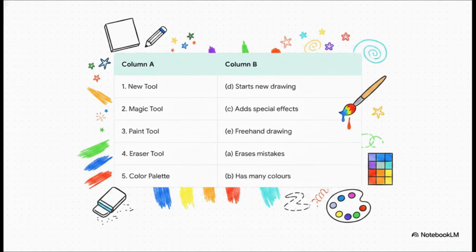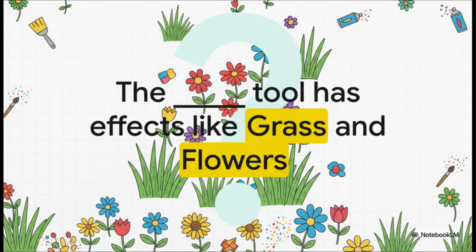Look at how much you've learned already. It's like a giant puzzle falling into place. Let's do one last quick check. Fill in the blank. The blank tool has fun effects like grass and flowers. We just talked about this one when we grew those awesome digital flowers. Do you remember the name of that tool?